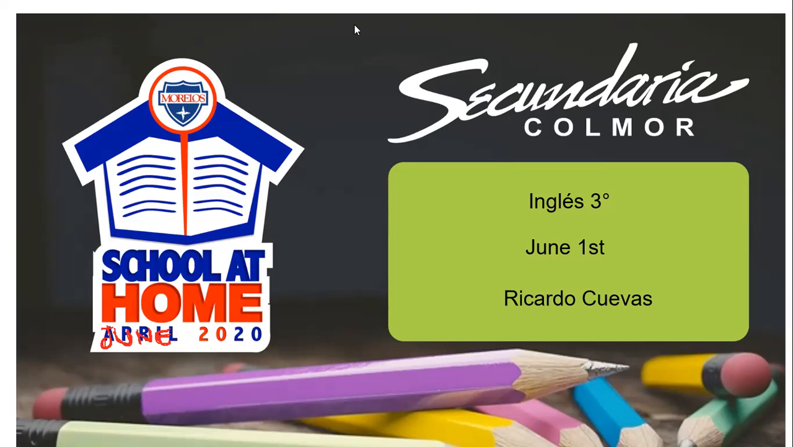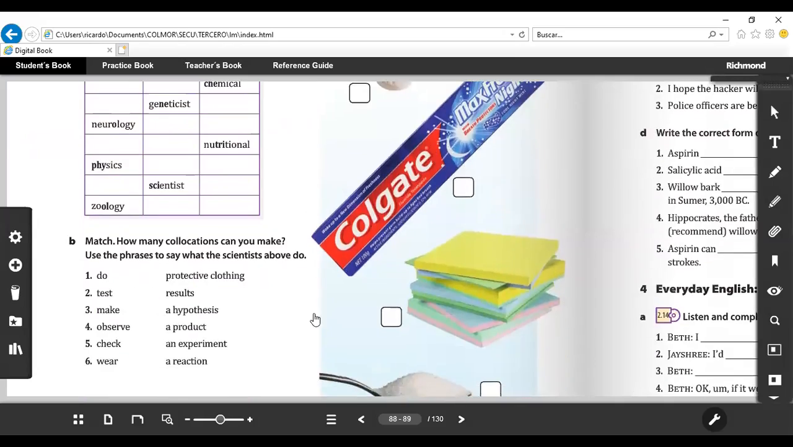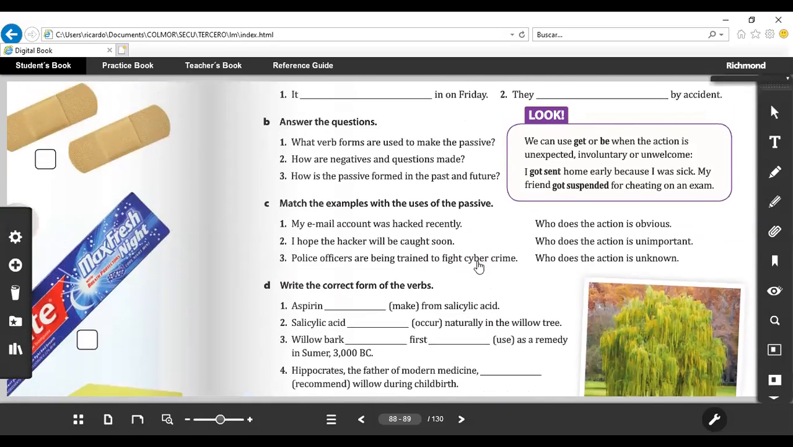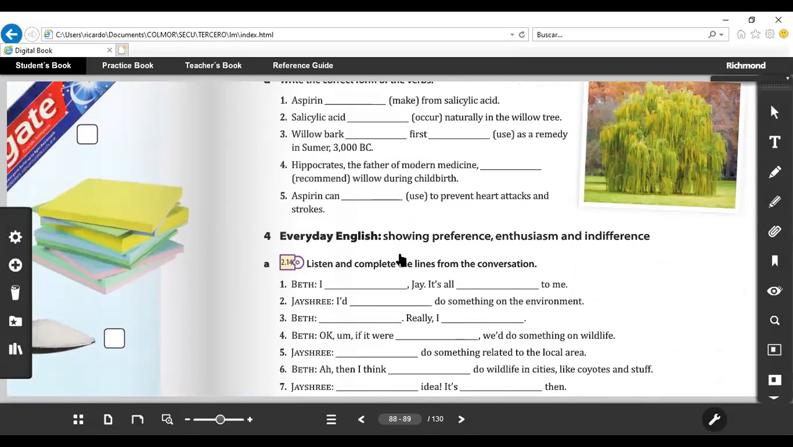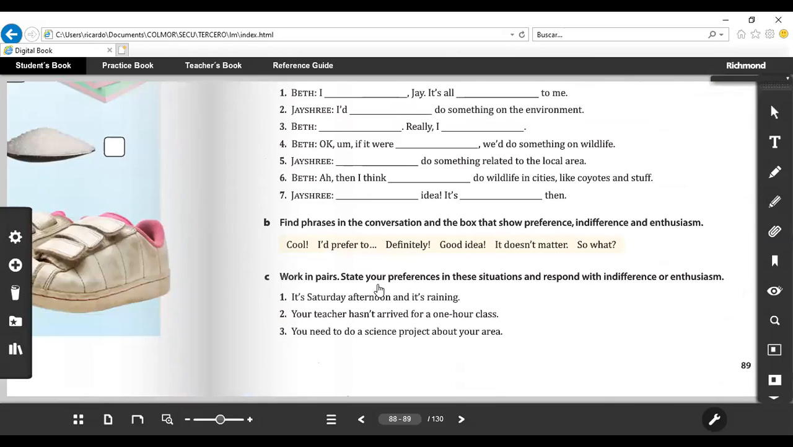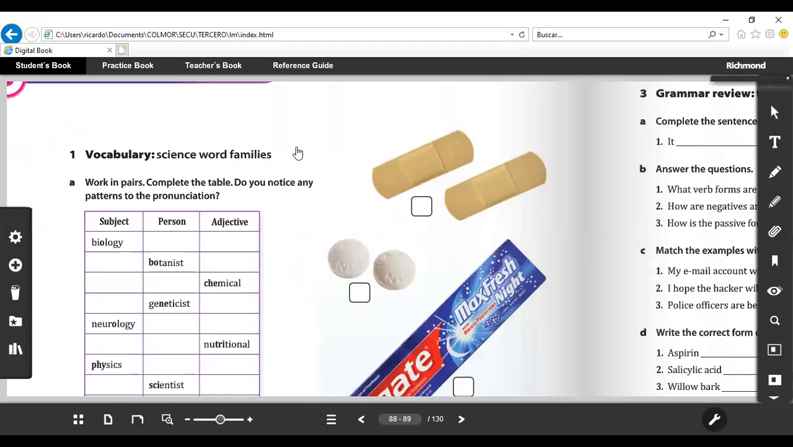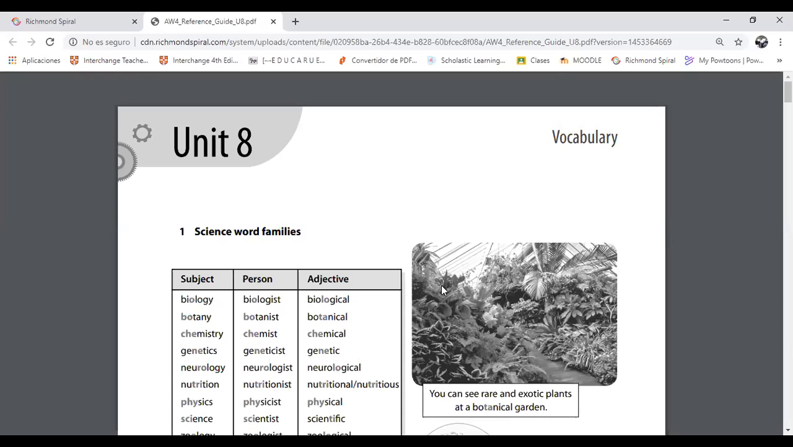Now let's take a look first at your student's book. Okay, here we go. This is your student's book, and it says Unit 8, The Science Says. Wow, and I was taking a look at all the information that you guys have in here, and it's very, very interesting. And to tell you the truth, I wasn't prepared for this, so I had to study and spend a lot of time reading and trying to find the correct information for you guys. And I think it's very important for us to take a look at your reference guide. So we're going to analyze this information right here.